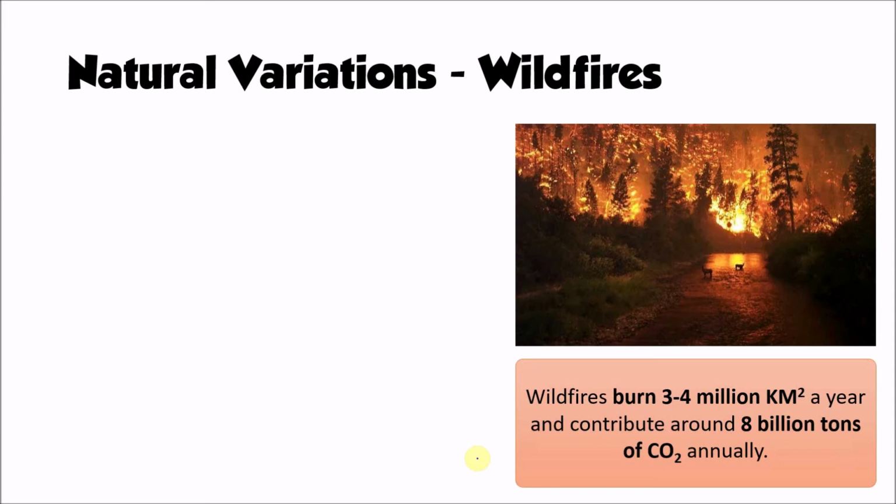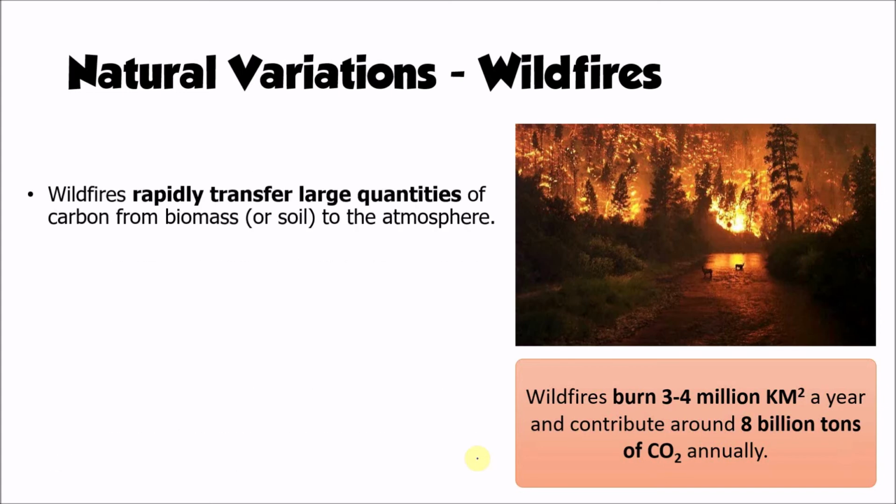Wildfires and the combustion of biomass, that's another natural phenomenon. Although they can be started by human activity, wildfires are a natural part of the carbon cycle, and every year about 3 to 4 million square kilometres burn, which contributes around 8 billion tonnes of CO2. Now again, if we compare that to the 30 billion plus tonnes of CO2 that human activity releases, we're not talking about wildfires being on the same sort of scale as the combustion of fossil fuels. However, that amount of carbon is still a significant transfer within the carbon cycle.